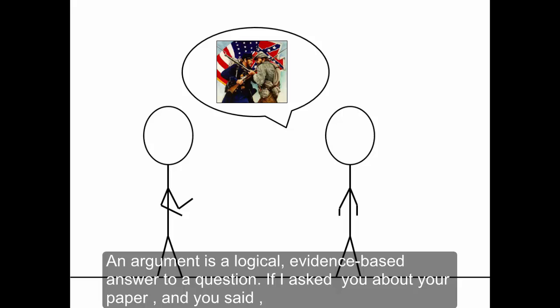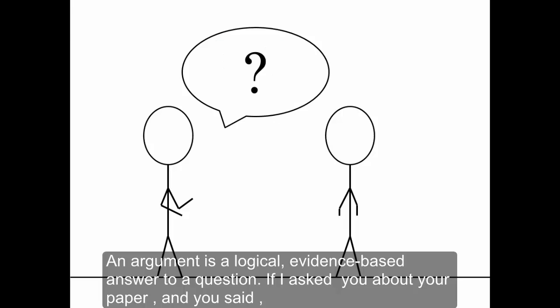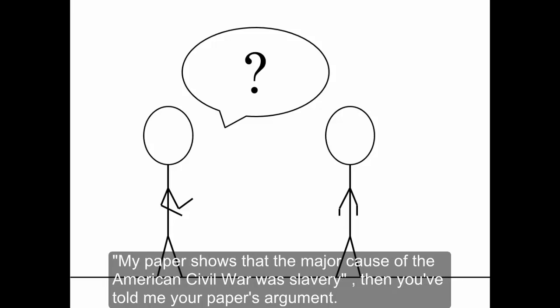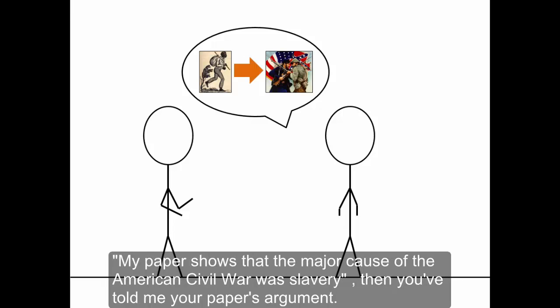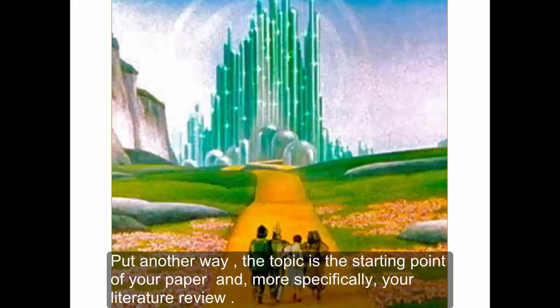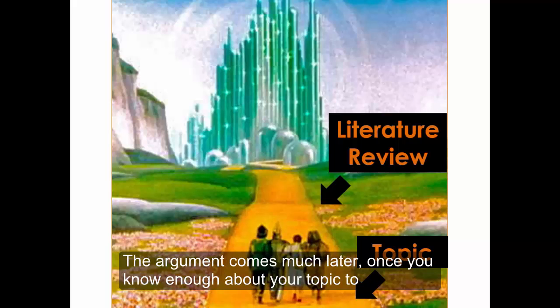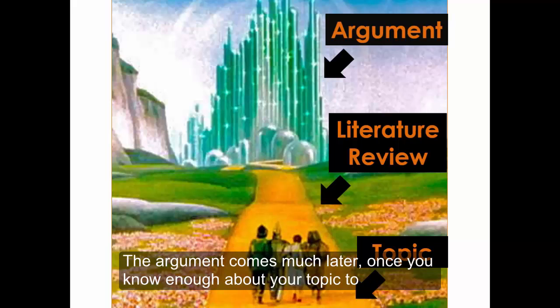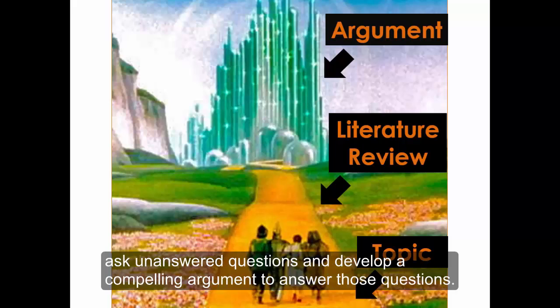An argument is a logical, evidence-based answer to a question. If I asked you about your paper and you said, my paper shows that the major cause of the American Civil War was slavery, then you've told me your paper's argument. Put another way, the topic is the starting point of your paper and, more specifically, your literature review. The argument comes much later, once you know enough about your topic to ask unanswered questions and develop a compelling argument to answer those questions.